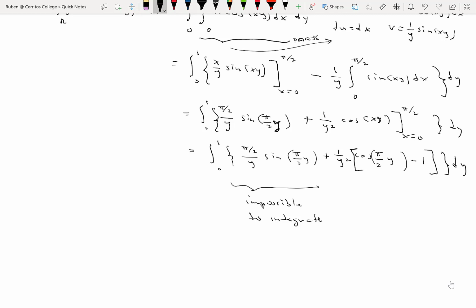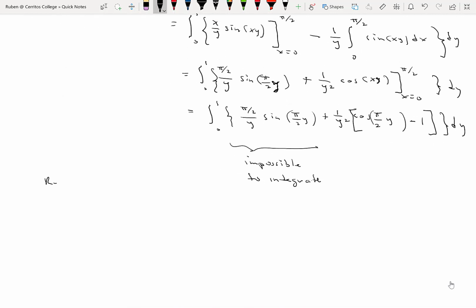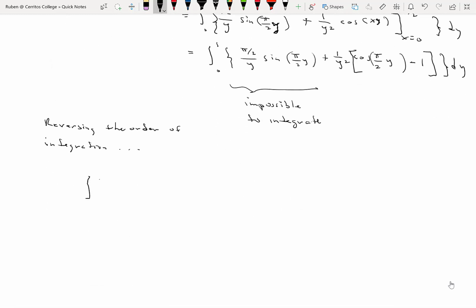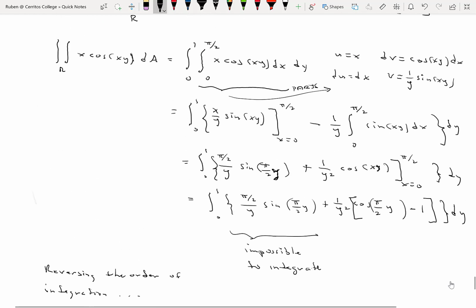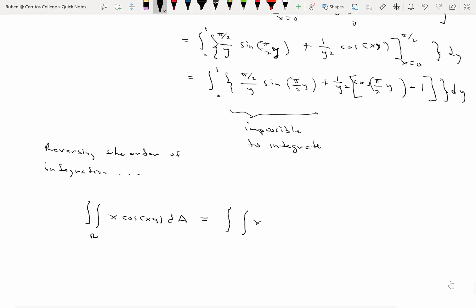Now, to end this example, I want to reverse the order of integration. So, reversing the order of integration, let's see what happens. So we're still looking at the same integral. It's a double integral over the region or rectangle R of x times the cosine of xy dA. But I want to integrate first with respect to y and then with respect to x.